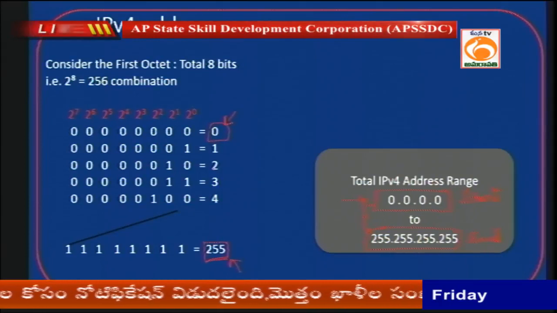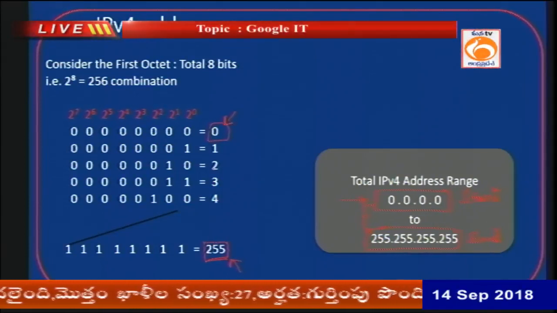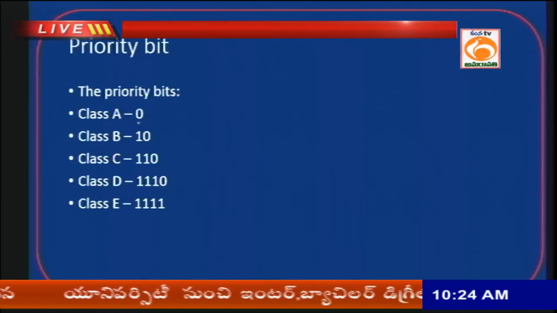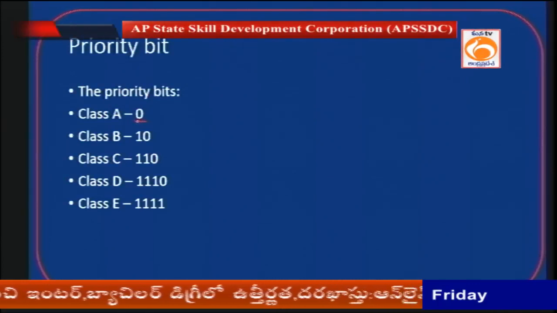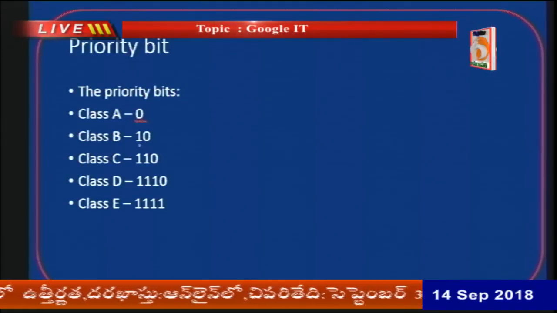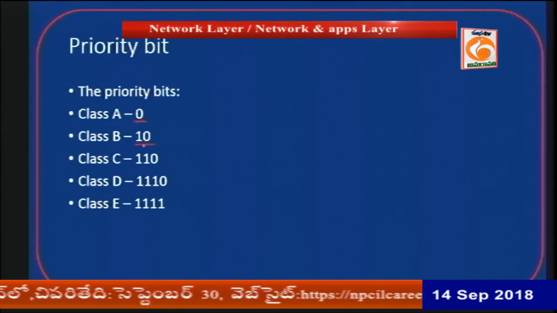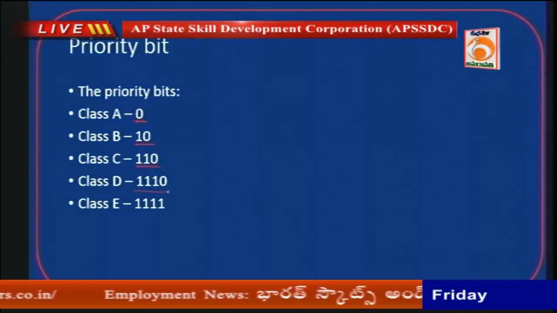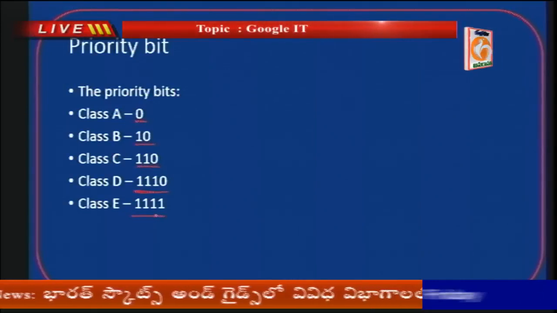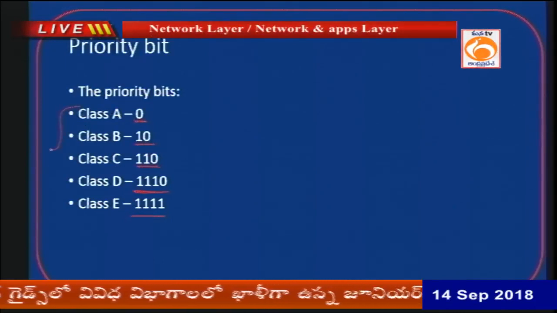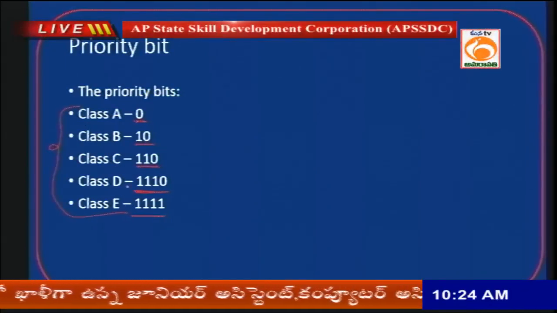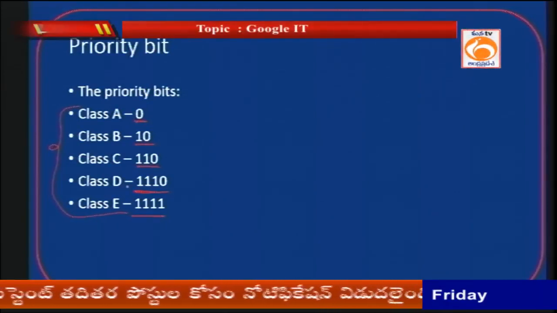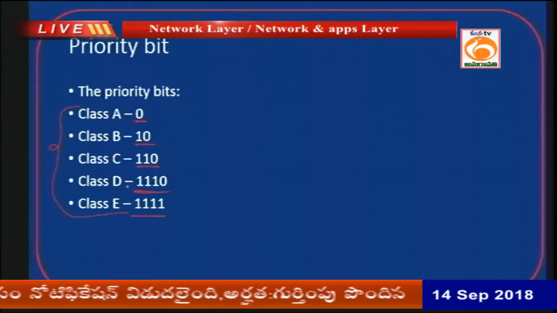This is the starting address and this is the ending address, and in between these we have these 5 different classes. These 5 classes are derived from the priority bit, and the priority bits for each class are mentioned here. For class A, only one bit is reserved and the value is 0. For class B, the priority bit value is 1 0, for class C it is 1 1 0, for class D it is 1 1 1 0, and for class E it is 4 ones. By keeping these values reserved, we get the range for each class. So let's go about understanding how, by reserving these bits, we get the range for each of the classes.